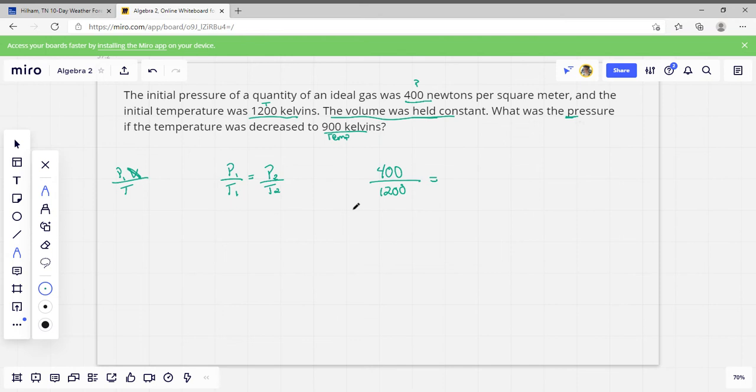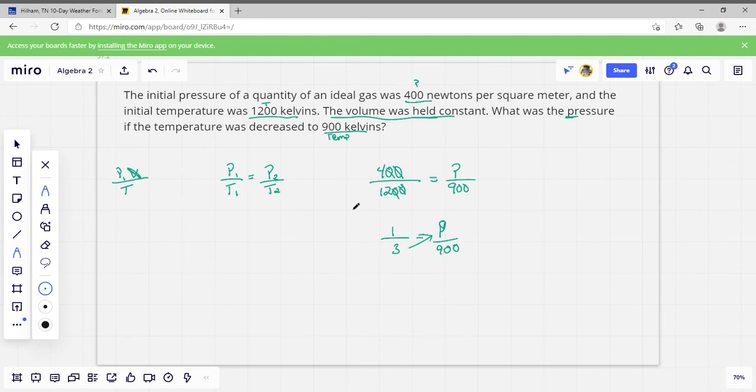And then we're looking for our pressure if the temp is 900. All right, so first I'm going to try to reduce here. Knock off these zeros, and I get 4 over 12, which will be 1 over 3 equals P over 900.